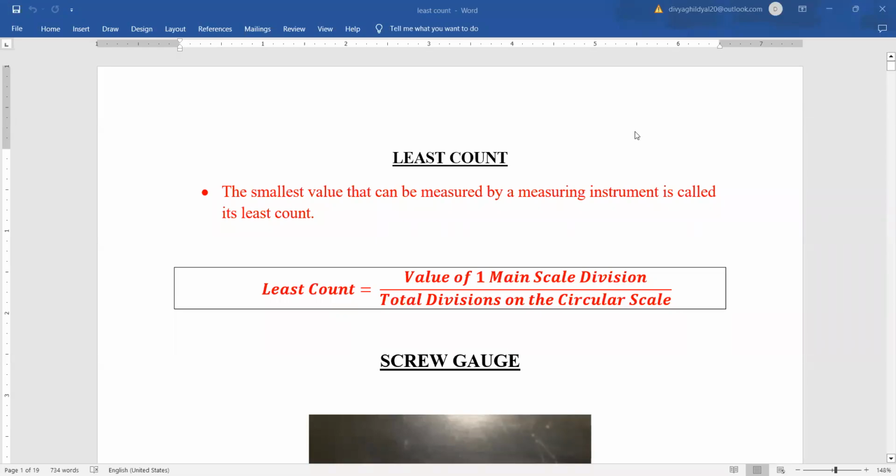Hello students, let us understand what is meant by the word least count before we enter the physics lab.